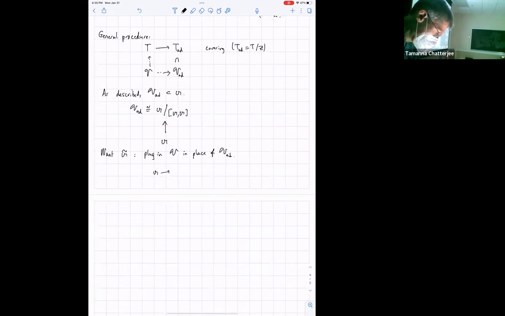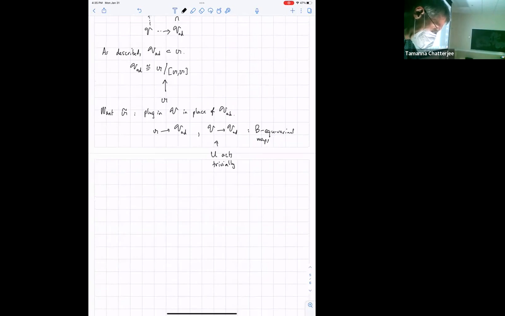But what I can do is that we have maps from U to V add, and we also have, which I described above, a map from V to V add. And these are both B-equivariant maps. U acts trivially here. So what I can do is make U tilde. Whenever you have two things mapping to the same thing, you can take the fiber product. U tilde is V over V add of U, which very concretely is just the set of all pairs (x, y) in V cross U such that they map to the same point.